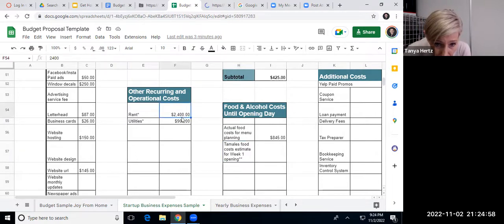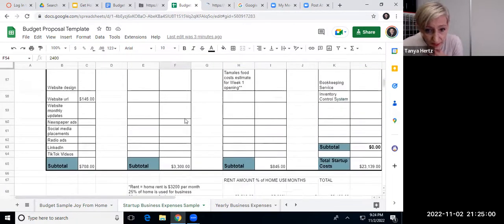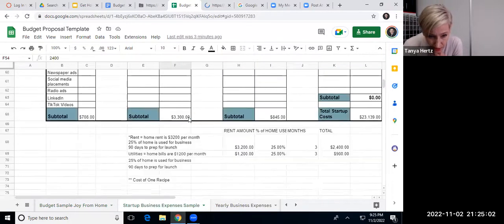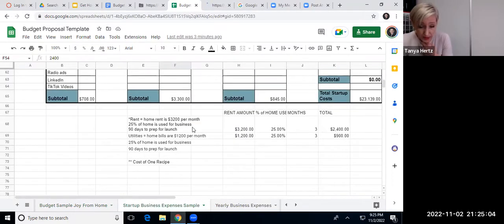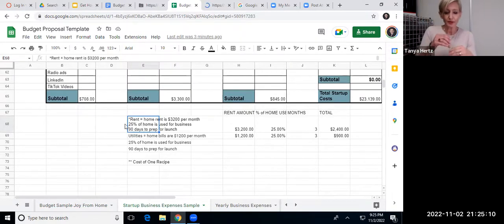We look at our rent, we look at our utilities. Oh, and I gave you some additional calculations that you can use in here too, if you're using your home for your business. For your estimates for startup, we typically use 3 months or 90 days. So we look at what it's going to cost us for 3 months, because we assume that the first 3 months you may not be making any money.